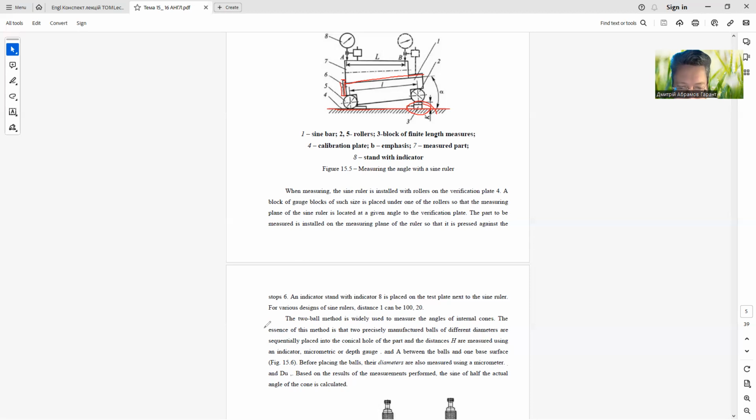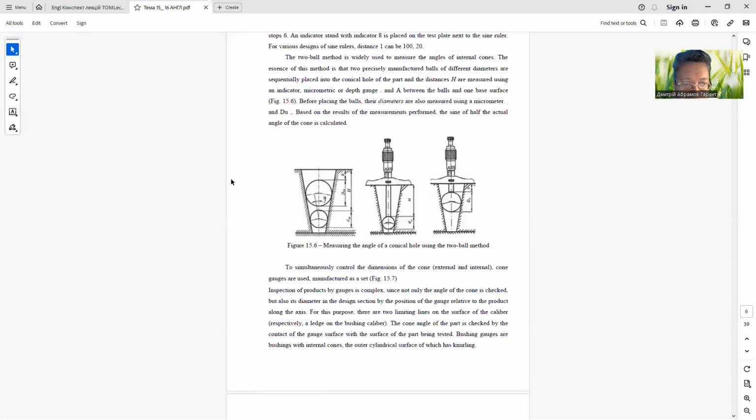The two-ball method is widely used to measure the angles of internal cones. The essence of this method is that two precisely manufactured balls of different diameters are sequentially placed into the conical hole. Let's look at the next figure. We can see this method on figure 15.6.